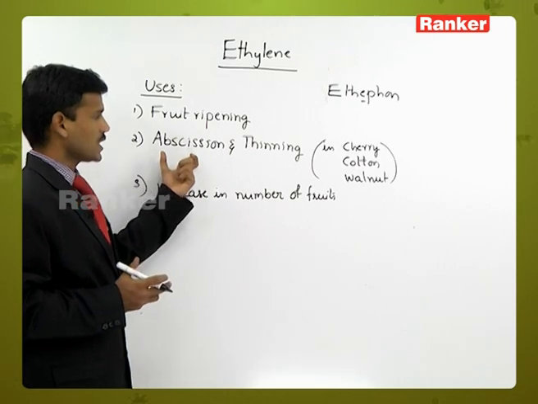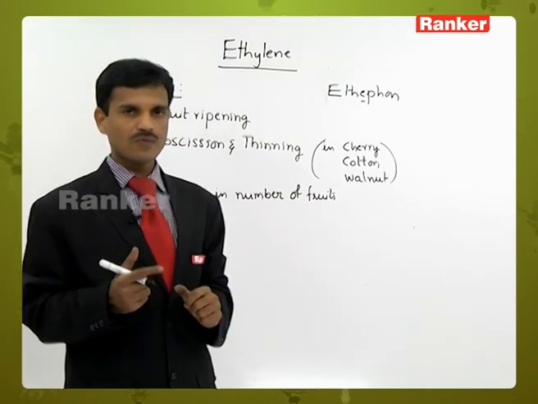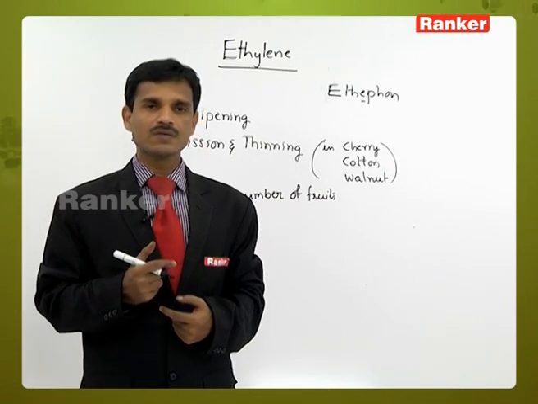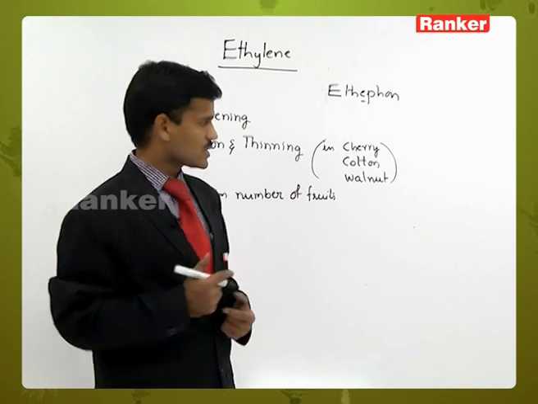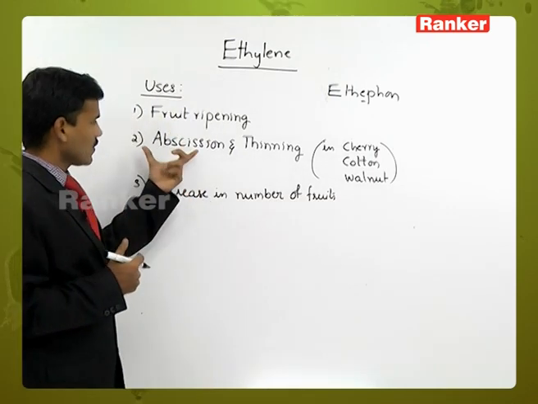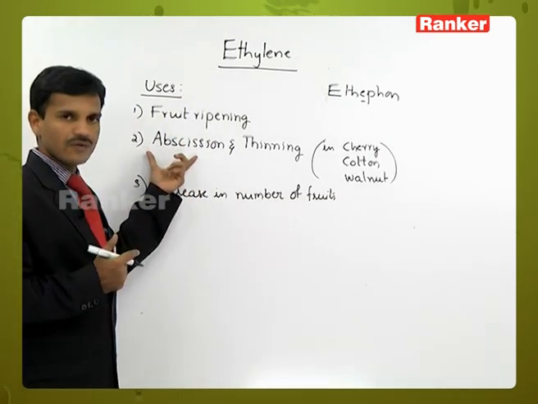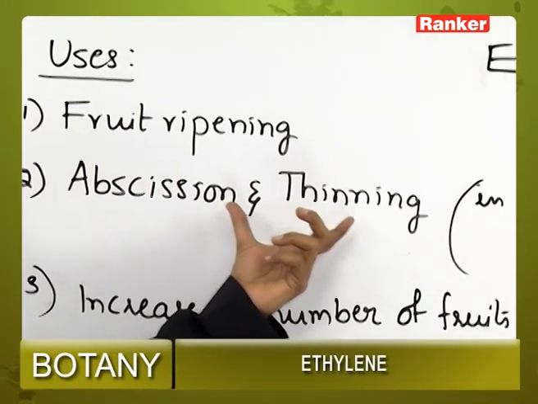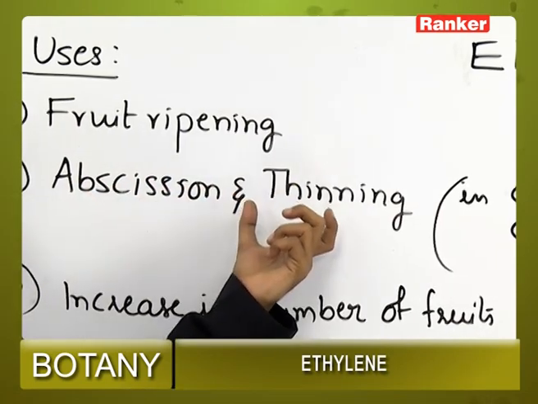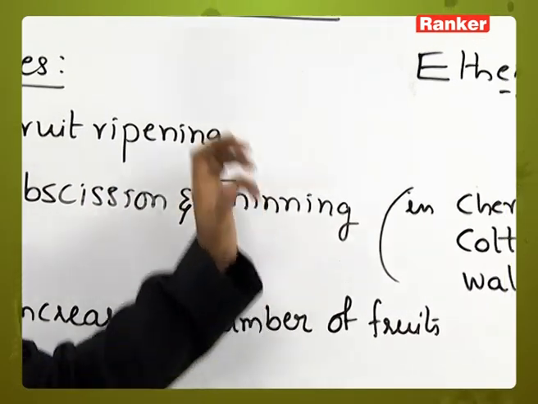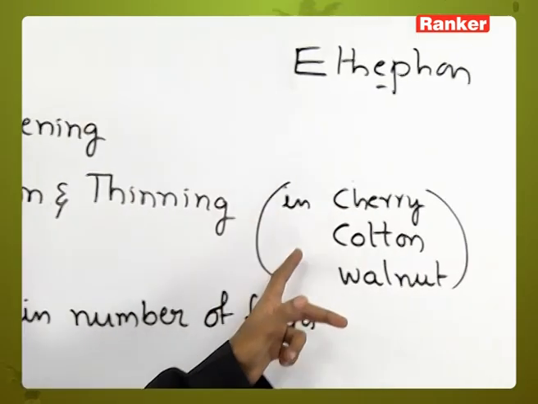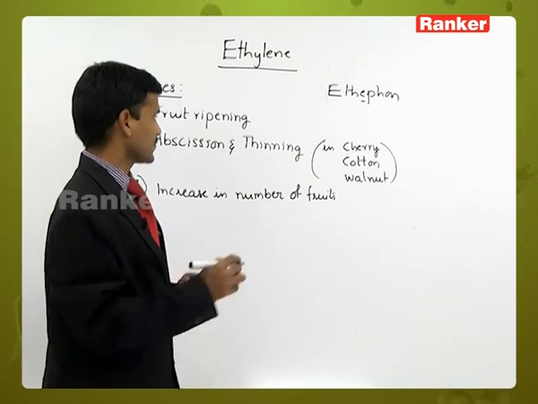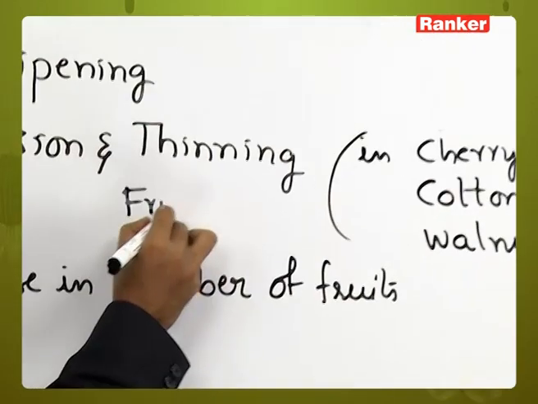Next one is abscission and thinning. What is abscission? Abscission is nothing but the falling of leaves, flowers and fruits. Ethylene is involved in the abscission, the falling or shedding of leaves, fruits or flowers. Abscission and thinning are generally observed due to the effect of ethylene in cherry, cotton and walnut. If you use ethylene, there is fruit drop. Thinning is nothing but fruit drop.